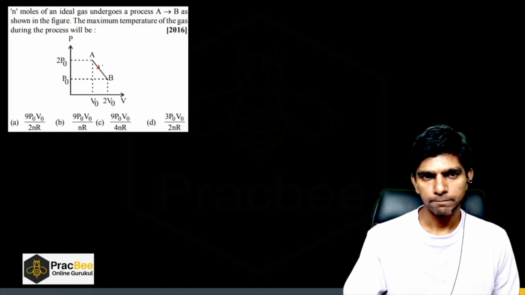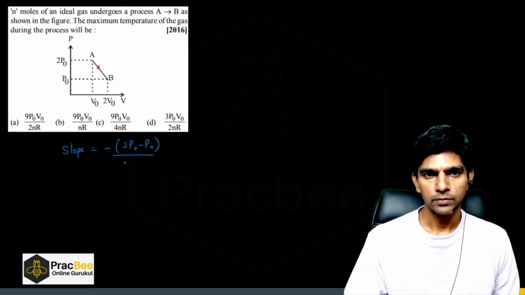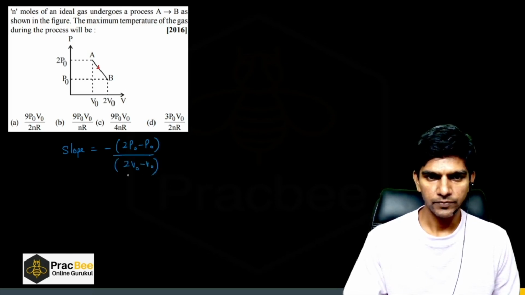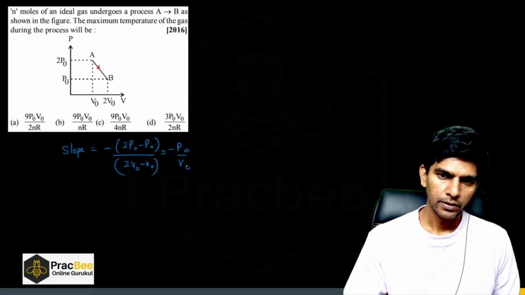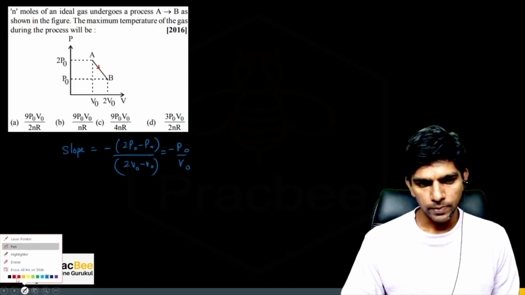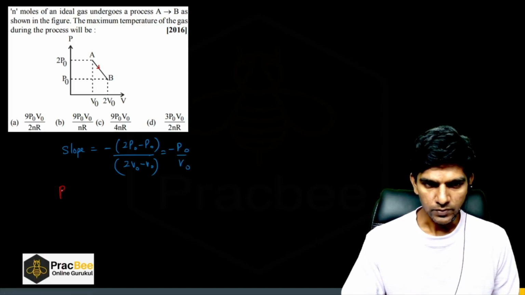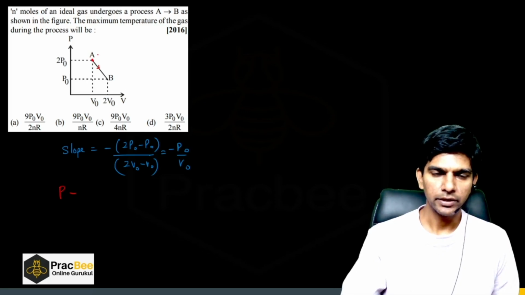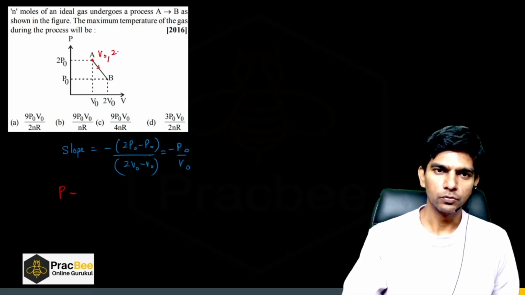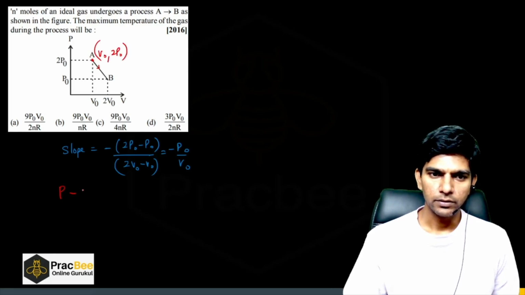So we can say the slope is nothing but minus of 2 P naught minus P naught on 2 V naught minus V naught, right? So this is nothing but minus P naught by V naught. So we can write P minus, if I consider point A, its coordinates are V naught comma 2 P naught. So it will be P minus 2 P naught equals to slope, minus P naught by V naught, times V minus V naught, right?